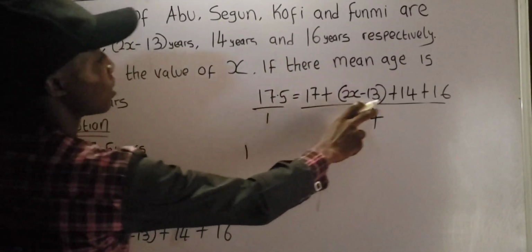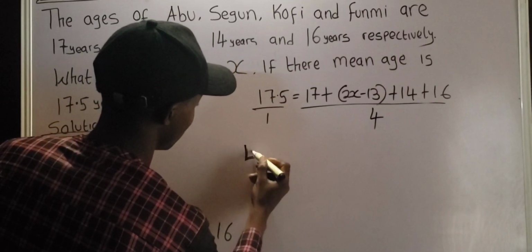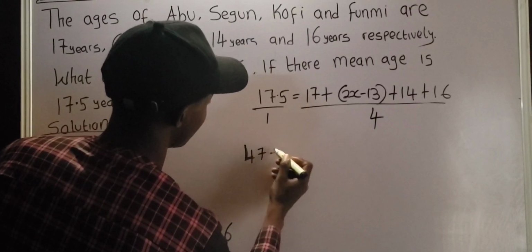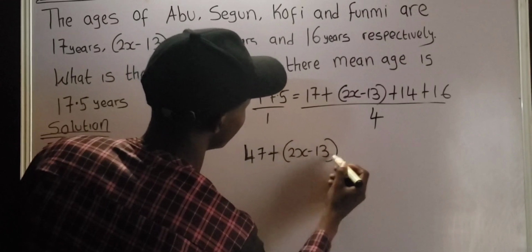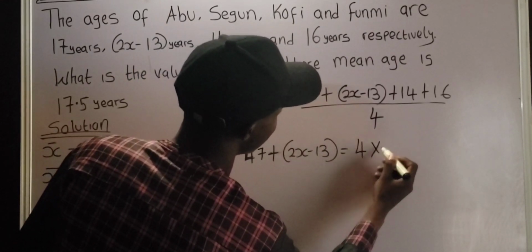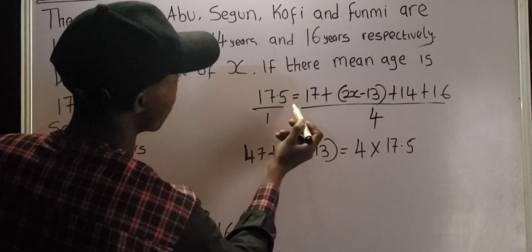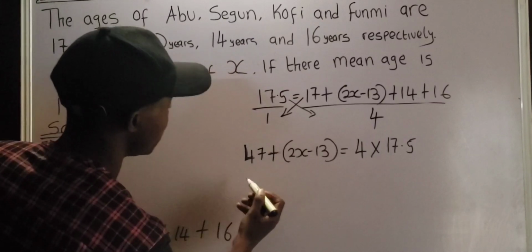So 17 plus 14 plus 16, that is 47. 47 plus 2x minus 13 is equal to 4 multiplied by 17.5. You understand? So I cross multiply. So this goes to this side and this comes to this side. You understand? So let's proceed.